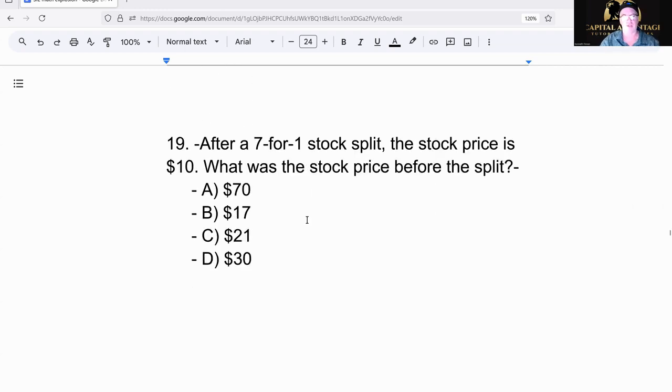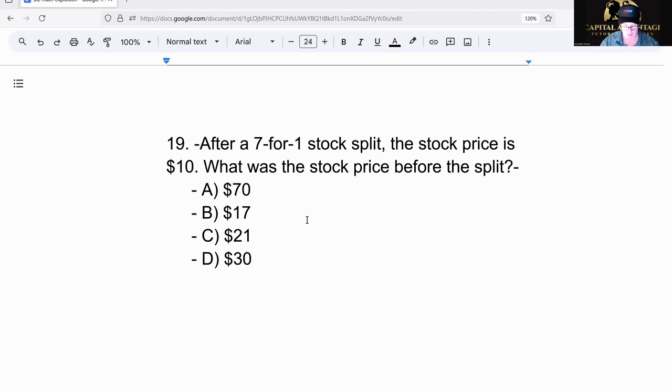A 7-for-1 stock split. Here we go. 7 divided by 1 is 7, so it's a multiplier. What was the price before the split? So we're just going to try each one. 70 divided by 7. Well, that's it. So that works.